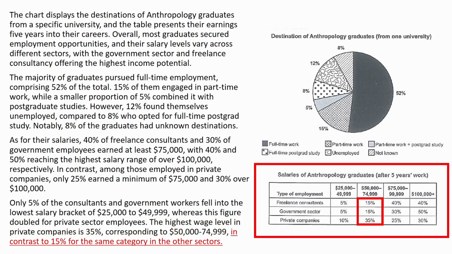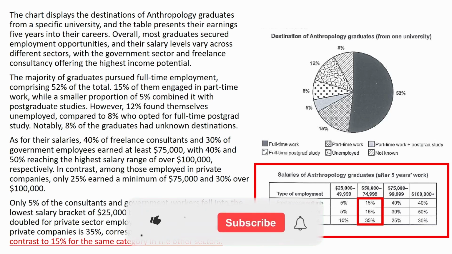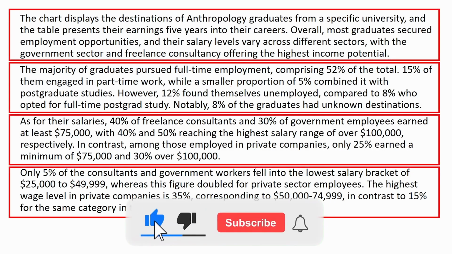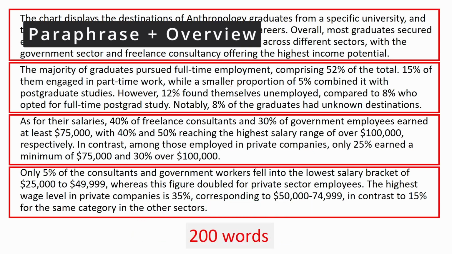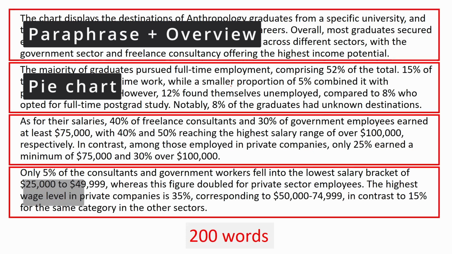So the way you describe the data and the way you compare and contrast is actually a personal choice. I decided to start with the highest part and the lowest part and then the middle part. You could do it differently by mentioning the first part and then the third one. So it's a personal choice. I organized my essay in 4 paragraphs. In the first one, I paraphrased and wrote the overview. In the first body paragraph, I described the pie chart, and in the next 2, I presented the data from the table, and I wrote 200 words.